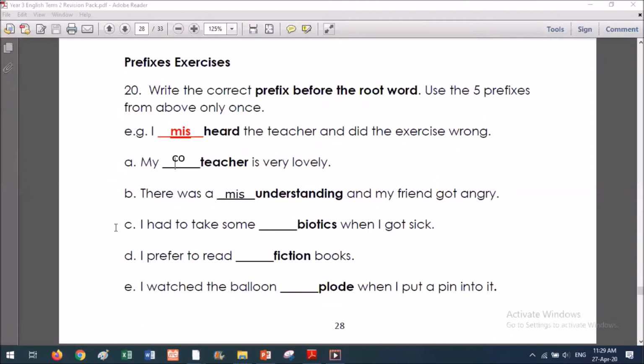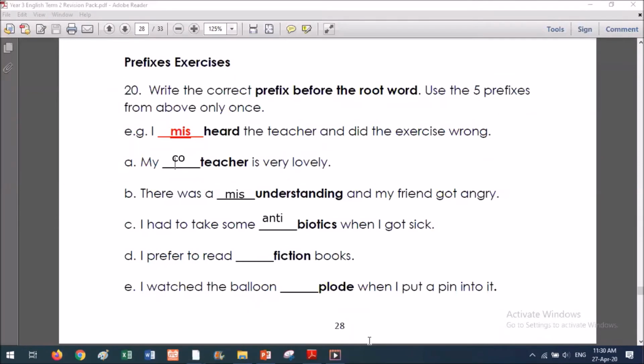Read the sentence. I had to take some antibiotics when I got sick. Excellent. Well done, Mariam. Thank you. So, antibiotics. Ziad, would you like to do D?